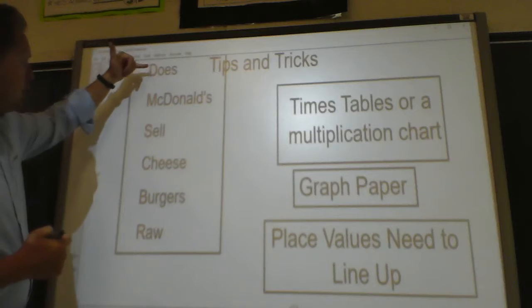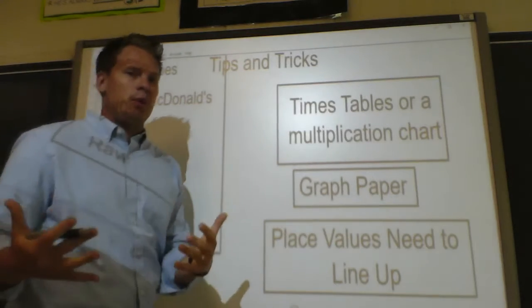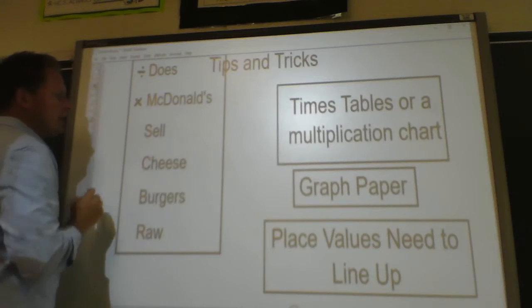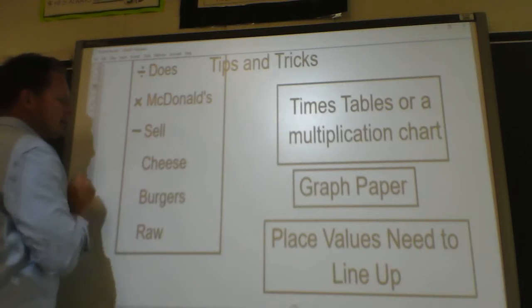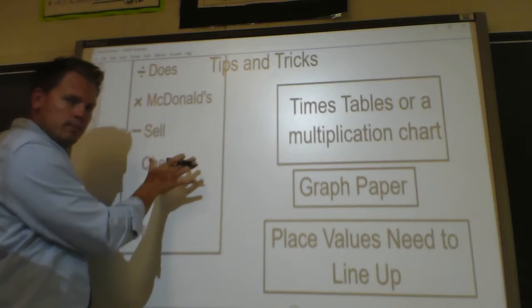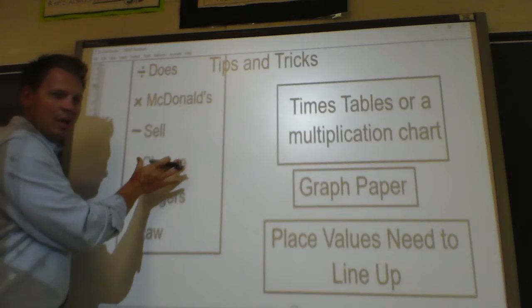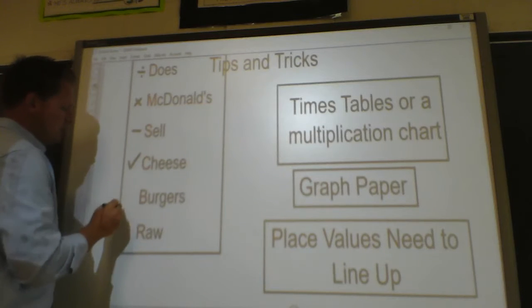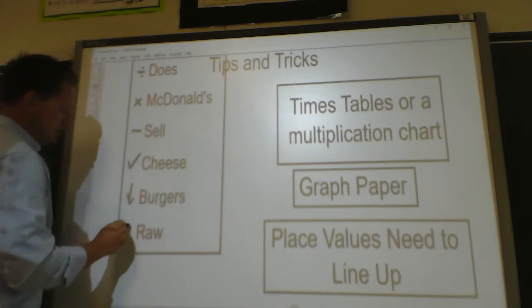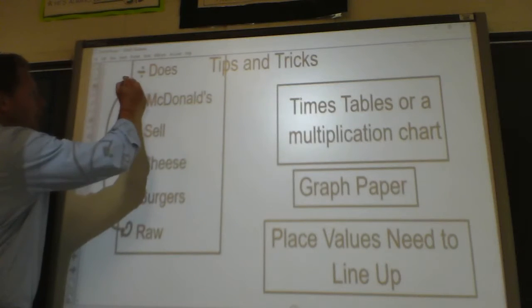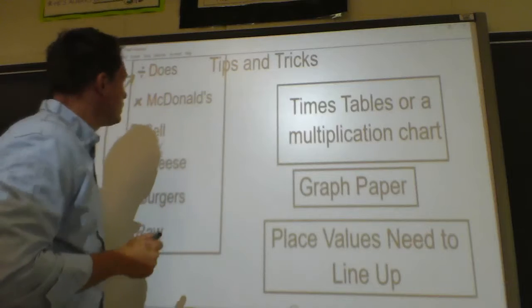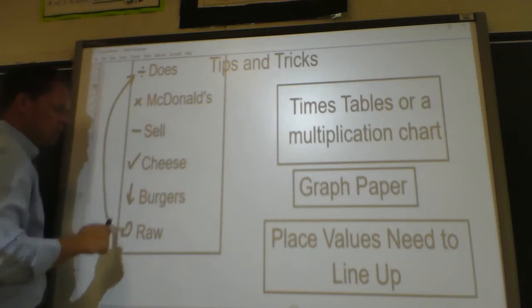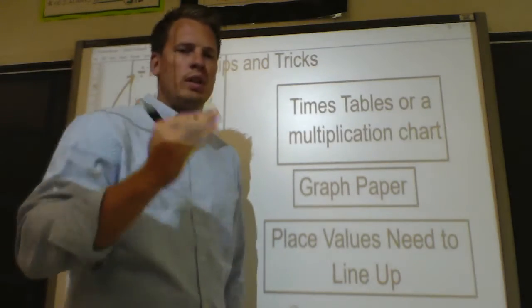Each of these letters, notice they're in red, they all stand for something. So the D stands for divide. The M stands for multiply. The S stands for subtract. The C, some people skip this step. You can be right with skipping this step, but this is a nice way to check yourself. And that's a check. The B stands for bring down, and the R stands for repeat. And you go back and you divide all over again. So again, does McDonald's sell cheeseburgers raw? We're going to divide, multiply, subtract, check, bring down, repeat until we get to the end.